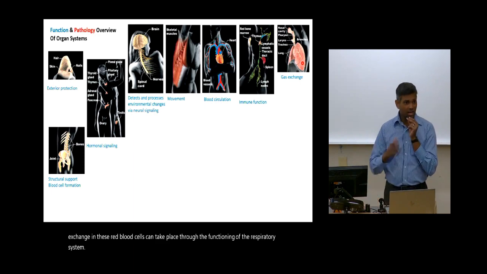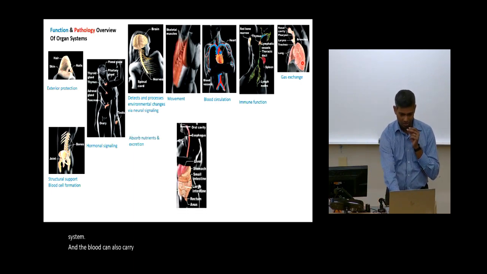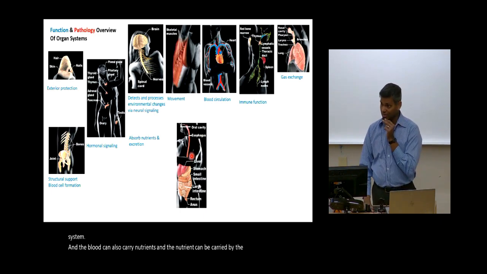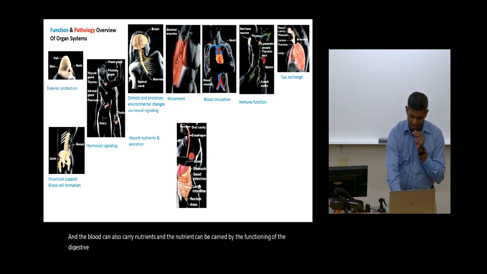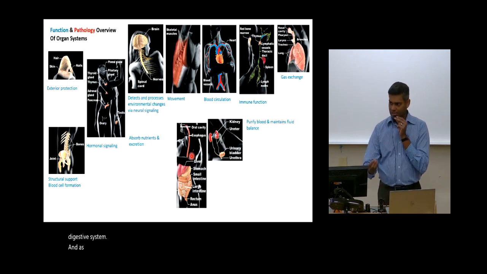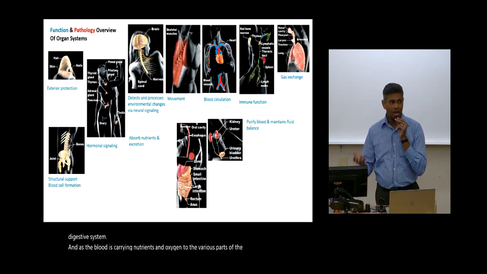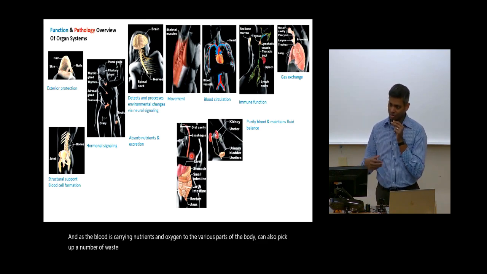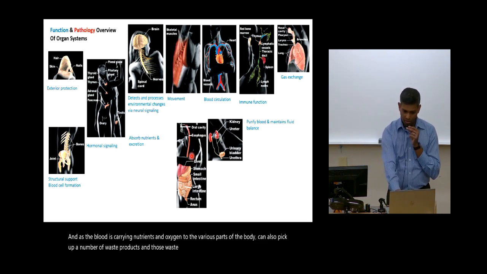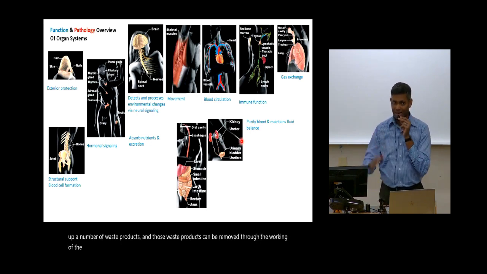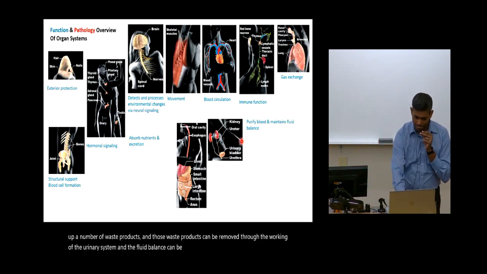And the blood can also carry nutrients, and the nutrients can be carried by the functioning of the digestive system. And as the blood is carrying nutrients and oxygen to the various parts of the body, it can also pick up a number of waste products, and those waste products can be removed through the working of the urinary system, and the fluid balance can be maintained.